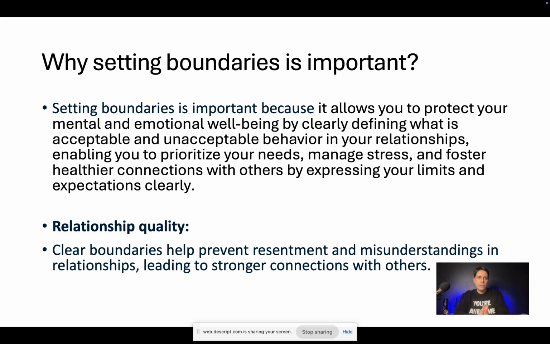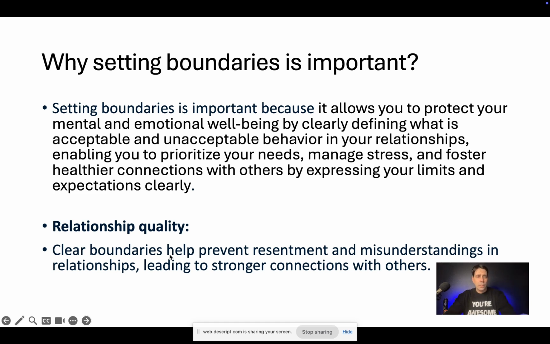Why setting boundaries is important. I just Googled this and this came up. Setting boundaries is important because it allows you to protect your mental and emotional well-being by clearly defining what is acceptable and unacceptable behavior in your relationship, enabling you to prioritize your needs, manage stress, and foster healthier connections with others by expressing your limits and expectations clearly.